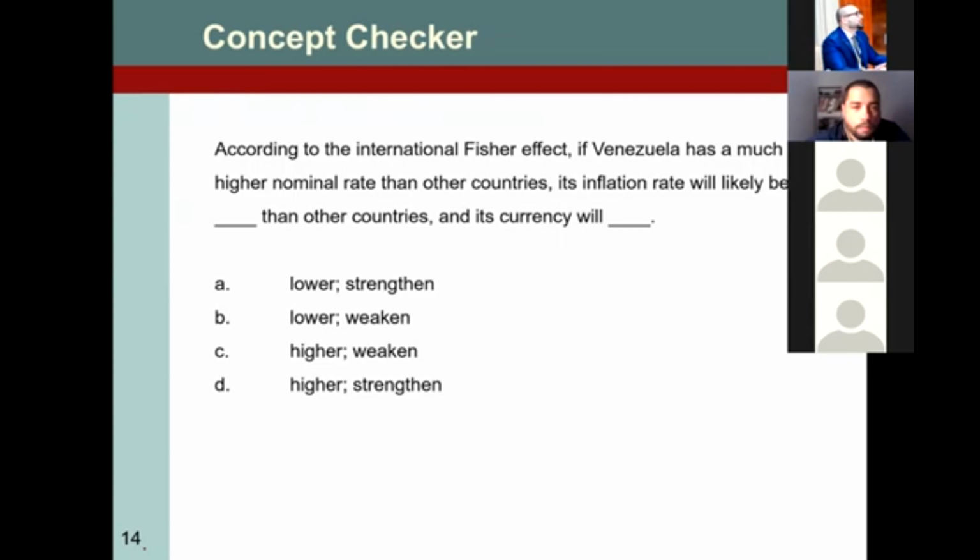Now answer this question. According to the international Fisher effect, if Venezuela has a much higher nominal rate than other countries, its inflation rate will likely be dash than other countries and its currency will dash. What is the answer? Is it C? I think it's C too, higher and weaker. Okay. Camila, why are you silent? I don't know yet.